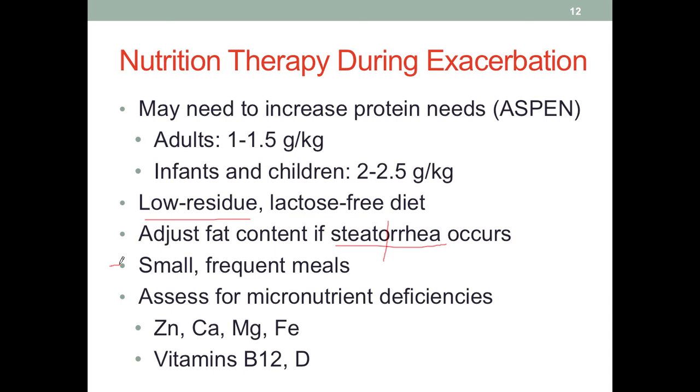And we need to be paying special attention to see if the patients are at risk or already have micronutrient deficiencies. Because of the nature of the disease, we need to be concerned with several micronutrients. For example, we see here zinc, calcium, magnesium, and iron, as well as vitamins B12 and D. All of these are at high risk to become deficient in IBD patients with an acute flare.